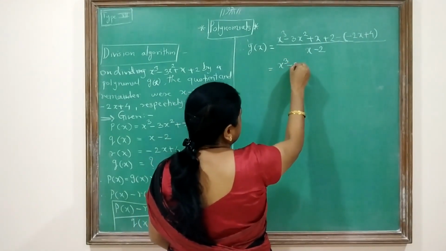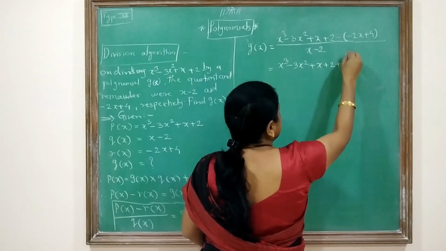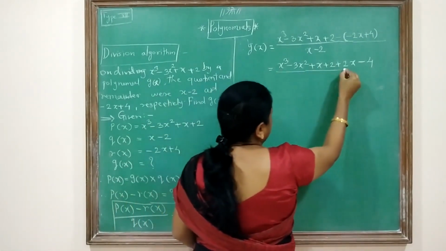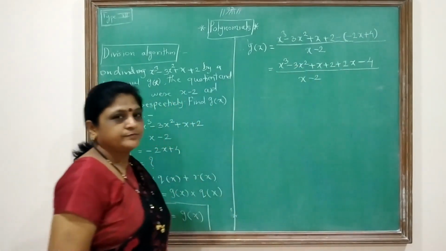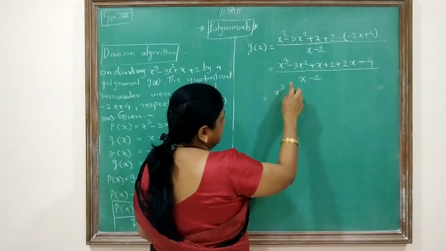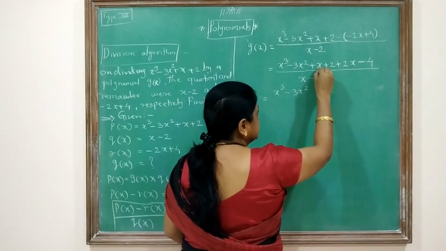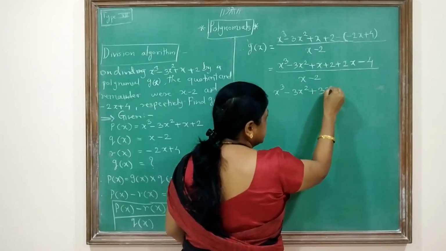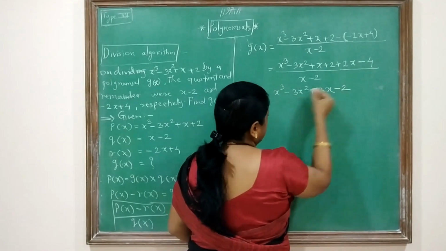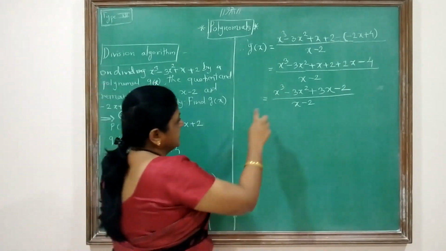Then solve. x cube minus 3x square plus x plus 2. Here minus minus will be plus 2x, and here minus plus is minus 4, divided by x minus 2. Then x cube is the same, minus 3x square is also the same, but plus x and plus 2x make plus 3x. This 2 minus 4 is minus 2, divided by x minus 2. Then divide.